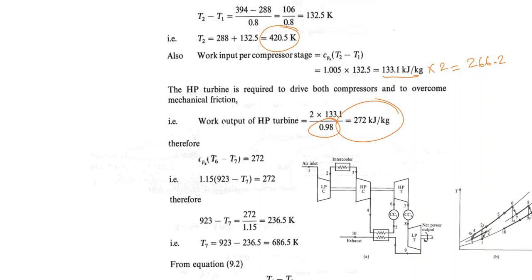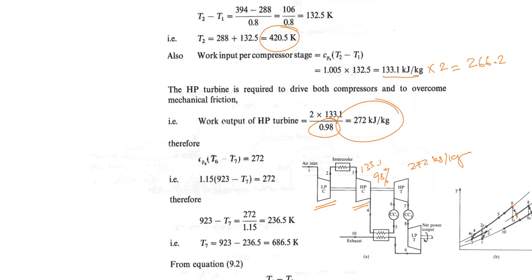So this is the compressor driving, and these are two stages of compressor. Single stage is 133.1, and then obviously there is 98% efficiency between the turbine and the compressor. And so I have got the total work done of the turbine comes up as 272 kilojoule per kg. This is the work done of the turbine from 6 to 7 over here.